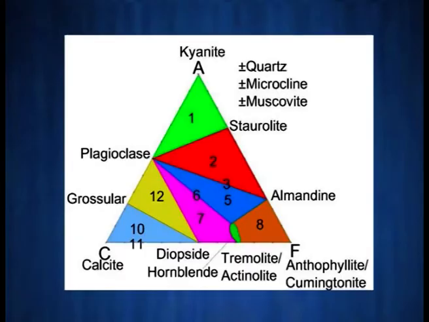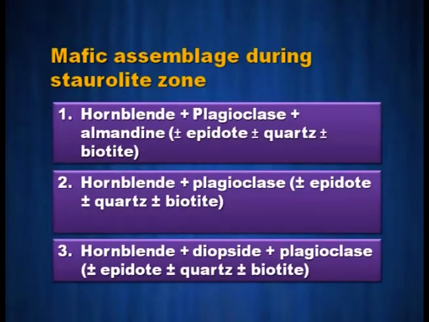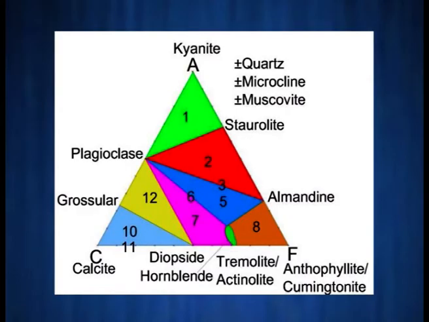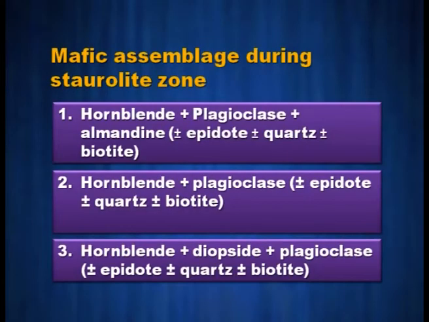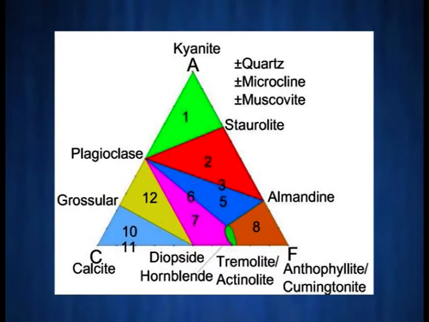Mafic/basic assemblages during the staurolite zone. Assemblage 1: hornblende plus plagioclase plus almandine plus or minus epidote plus or minus quartz and plus or minus biotite. Assemblage 2: hornblende plus plagioclase plus or minus epidote plus or minus quartz and plus or minus biotite. Assemblage 3: hornblende plus diopside plus plagioclase plus or minus epidote plus or minus quartz and plus or minus biotite.